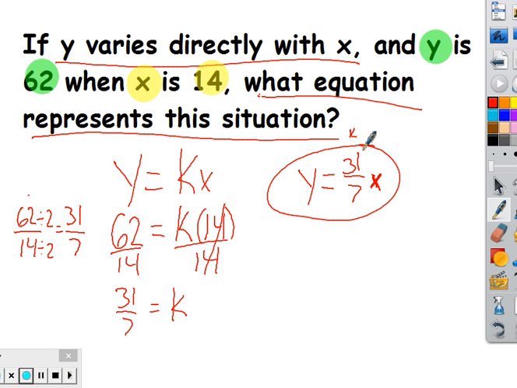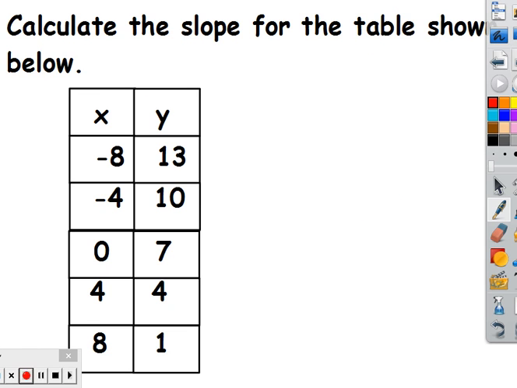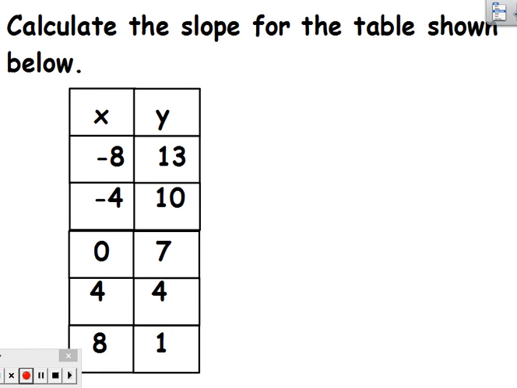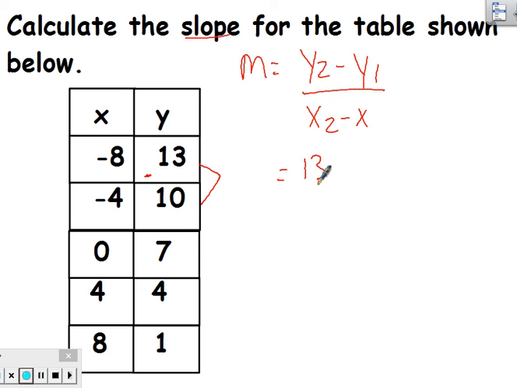So when you plug it in, you make an equation. Next question. Calculate the slope for the table shown below. Well, slope m is equal to y2 minus y1. We're subtracting y values on top, x values on bottom, and the table already has this set up, y right here. So we can put a minus sign between them and simply write 13 minus 10.